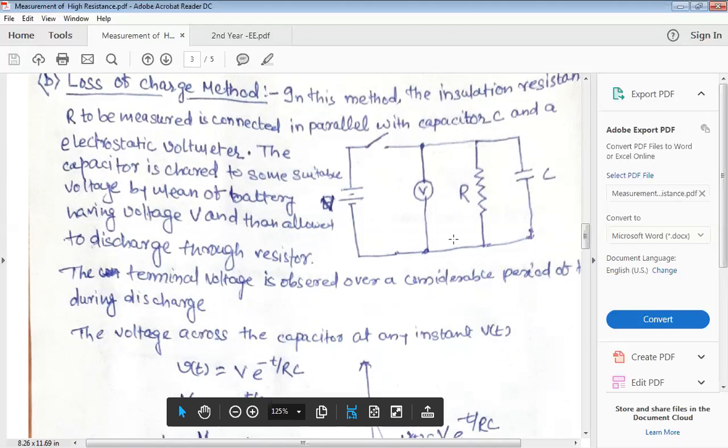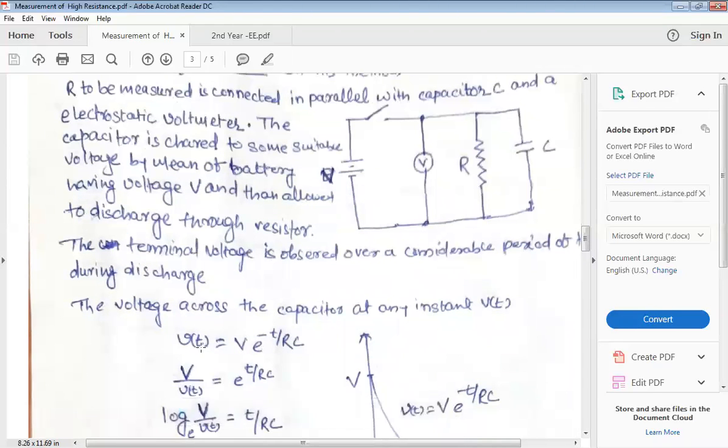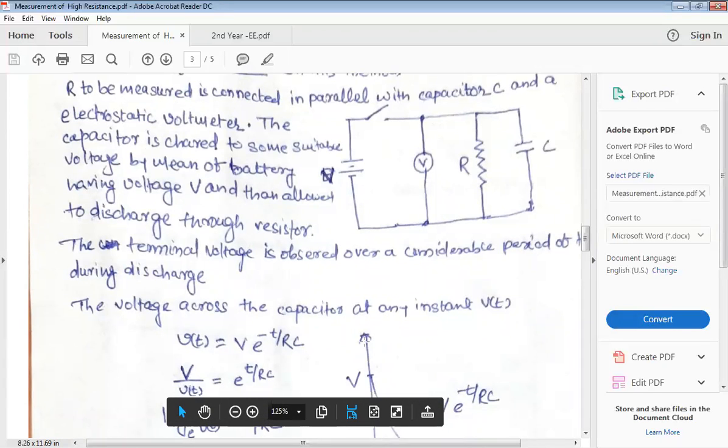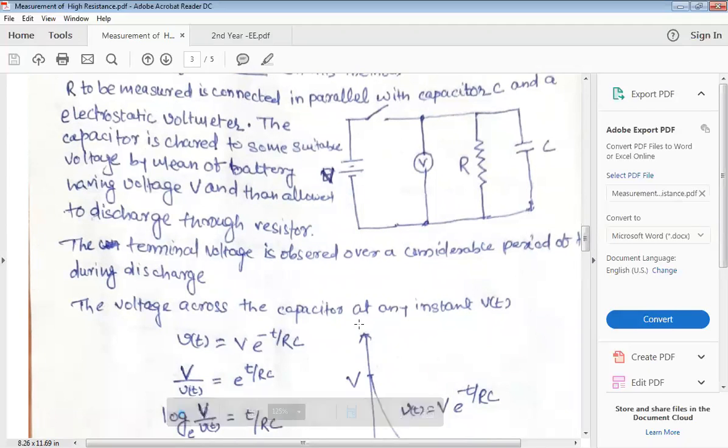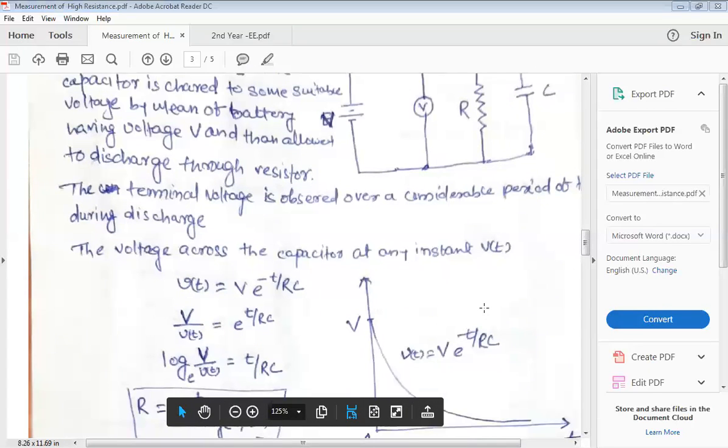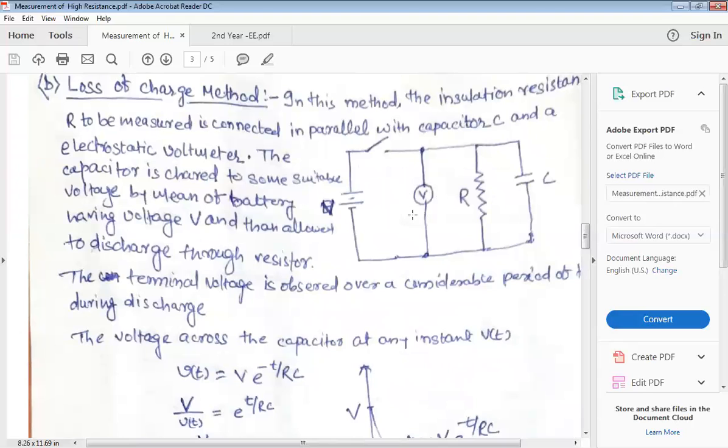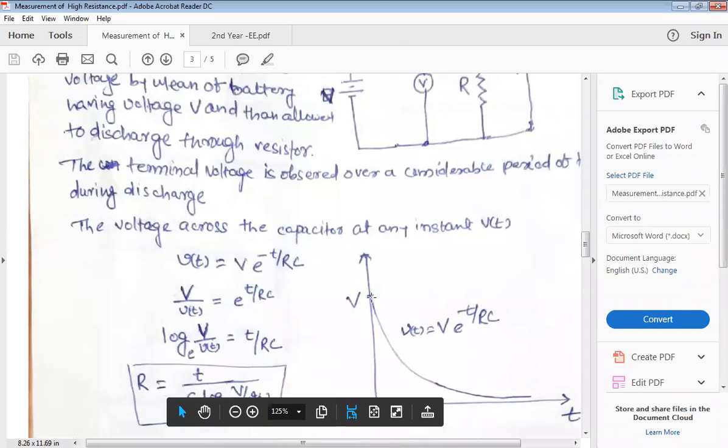resistance. So at the time of discharging, you know from the RC circuit, the voltage across the capacitor at any instant t, v(t), is equal to capital V into e to the power minus t by RC, where capital V is the voltage when the switch is opened, and small v is the voltage at any instant t, which you measure using this voltmeter. When they discharge, they discharge exponentially; at t equal to infinity, they completely discharge. That means the discharge profile of the capacitor is v(t) equal to capital V into e to the power minus t by RC, where capital V is the initial voltage.